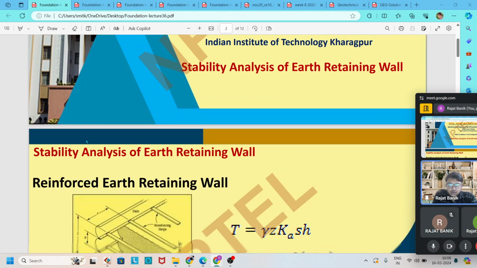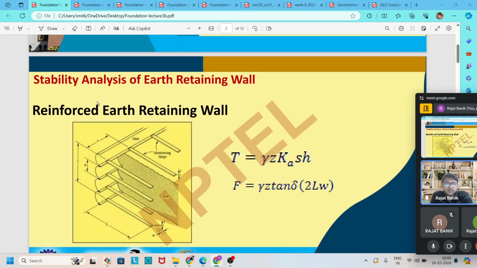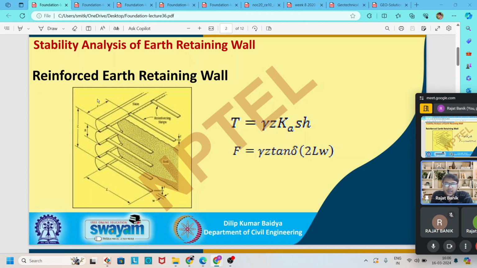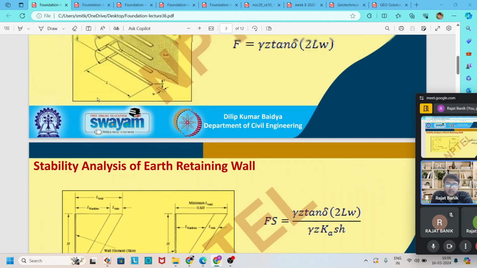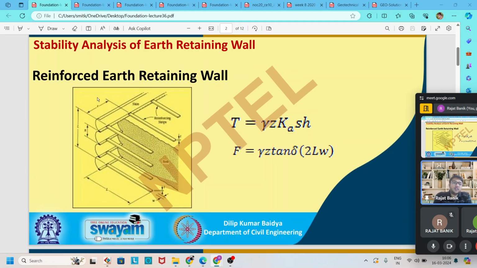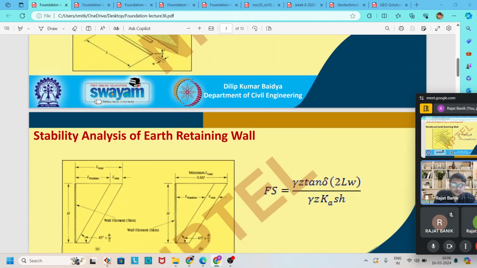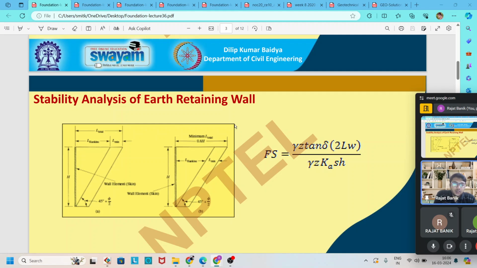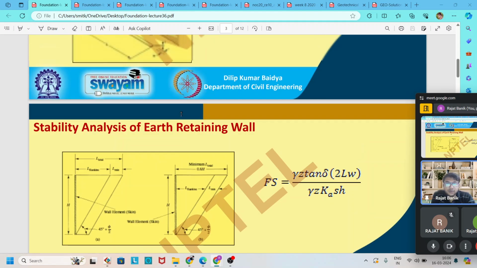If we further move on to retaining wall stability, we find different types of retaining wall, like a reinforced earth retaining wall, or a geosynthetic earth retaining wall. For different types of earth retaining wall, there are different formulas to find the factor of safety against the failure of this retaining wall. And here is given one factor of safety for the reinforced earth retaining wall.